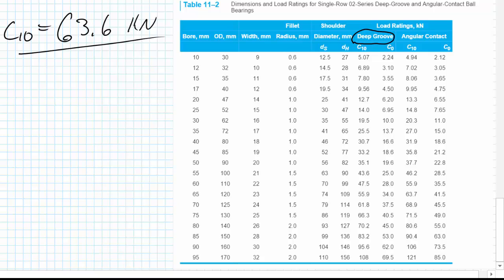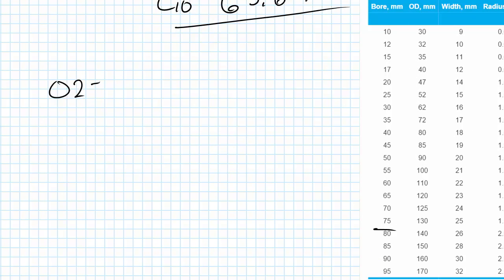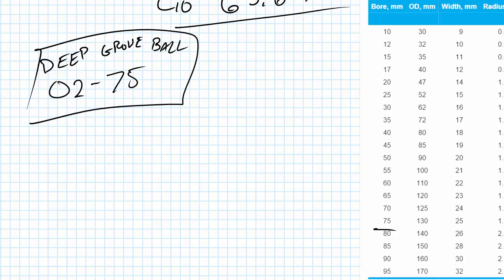This is the 02 series in the textbook. And we need to find a rating that will handle 63.6 kilonewtons. So 61 is not quite enough. What we want instead is the 66.3 kilonewtons. That requires a bore of 75 millimeters. So to specify this bearing at 99% reliability, we need a 02 deep groove ball bearing with the 75 millimeter bore diameter. So that's an example of how we find a ball bearing using a particular reliability higher than the catalog rating.